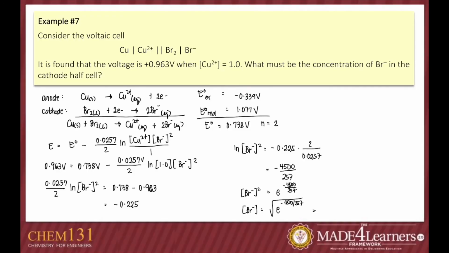So the bromide ion concentration is equal to 1.5769 times 10 to the negative 4 molar. So this is the bromide ion concentration in the given voltaic cell.